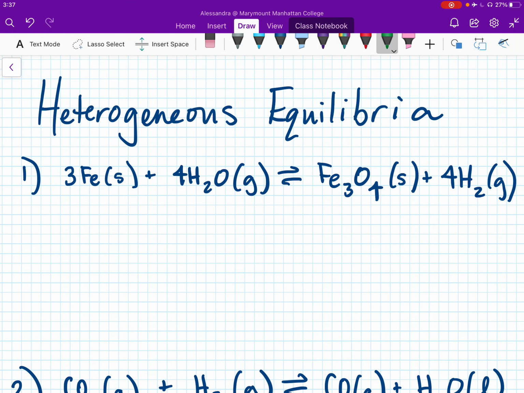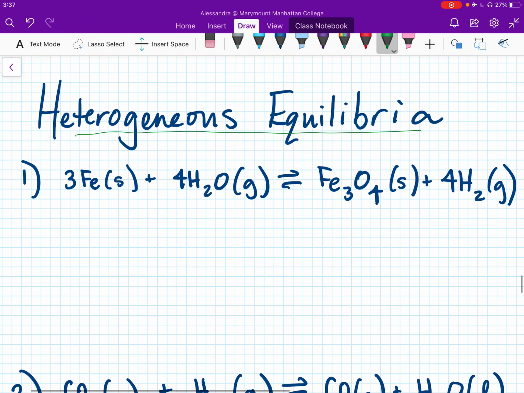In this lecture, I want to talk about writing the equilibrium constant K for situations where we have heterogeneous equilibria. That simply means that we have species of more than one phase. So solids, liquids, gases, aqueous phases, mixed species basically in the reaction. I want to illustrate this by doing some examples.